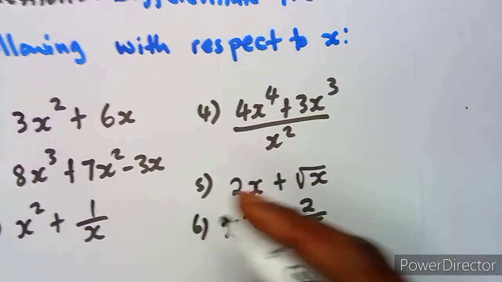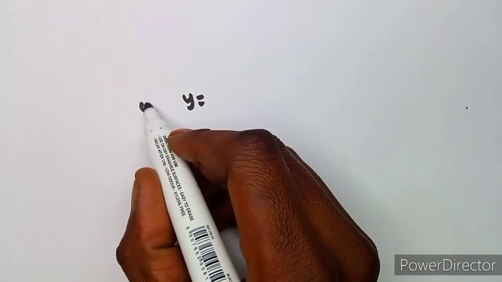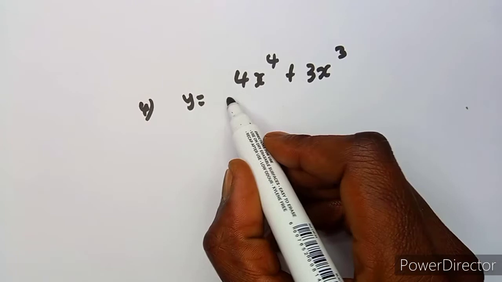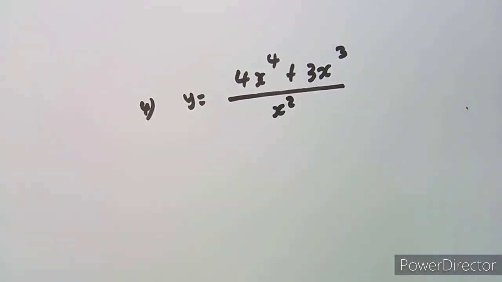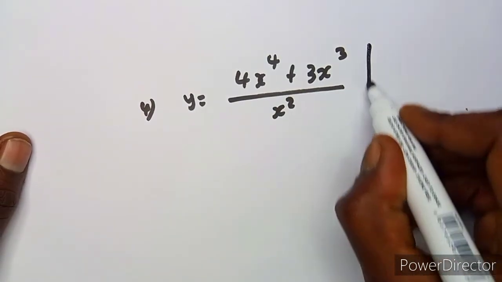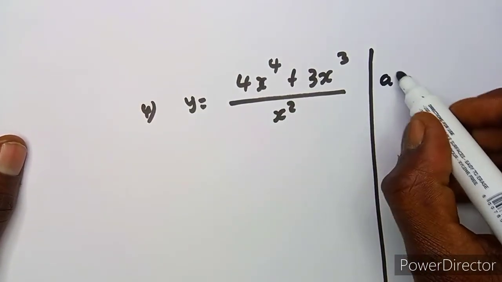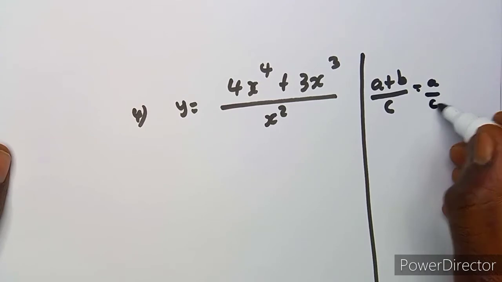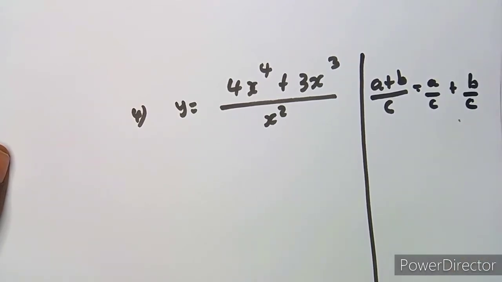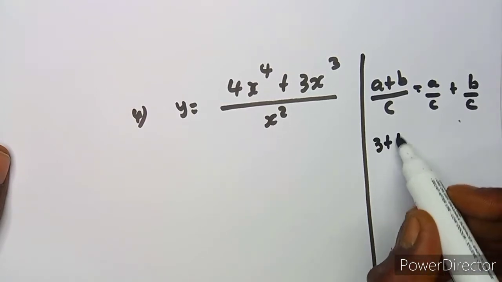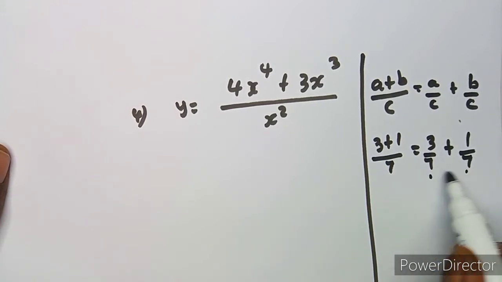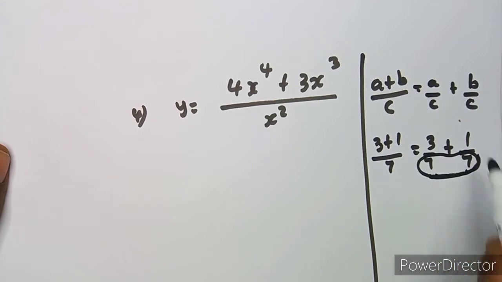So these are the typical questions. Sometimes they can give you fractions like this. All you need is to understand the concept, guys. That's 4x to the exponent of 4 plus 3x to the exponent of 3, everything over x squared. So what am I going to do? It's a fraction. Okay, this is what I know, guys, from the knowledge of fractions. I know that if I'm given a plus b over c like this, I can rewrite this as a over c plus b over c. It simply means one and the same thing. 3 plus 1 over 7 is the same as 3 over 7 plus 1 over 7. Remember, just add the numerators because the denominators are the same. So that's the concept here.